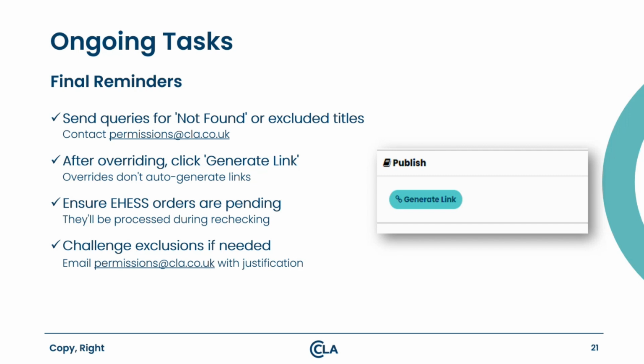Make sure also that your EHES orders are in place. They'll be processed automatically during rechecking. And finally, if you believe a title has been wrongly excluded, don't hesitate to challenge it by contacting permissions@cla.co.uk.